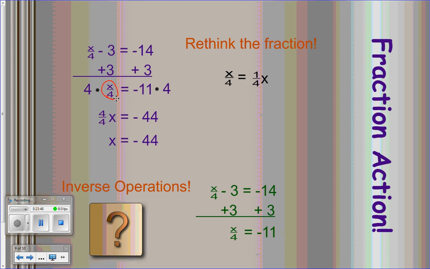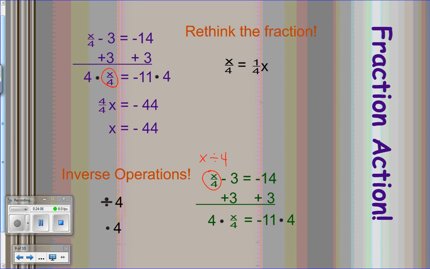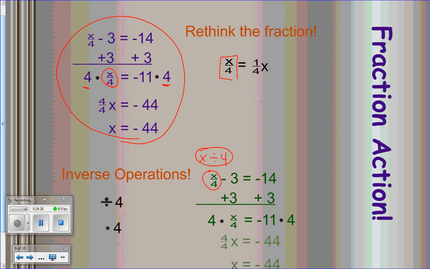Another way to think about it is this is the same as x divided by 4. So the inverse operation of dividing by 4 is multiplying by 4. So you're going to still solve it the same way we did on this problem. It's exactly the same thing. You're multiplying by 4, but it's just 2 ways to look at a fraction that looks like this. You can look at it as 1/4 x, or you can look at it as dividing by 4 and then doing the inverse operation. So the answers will still be the same.